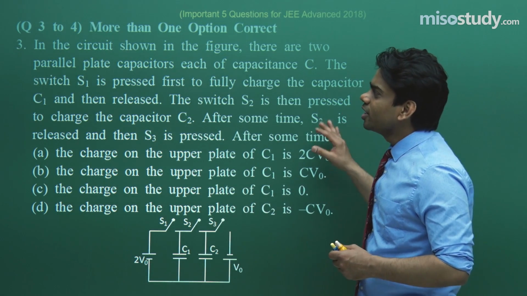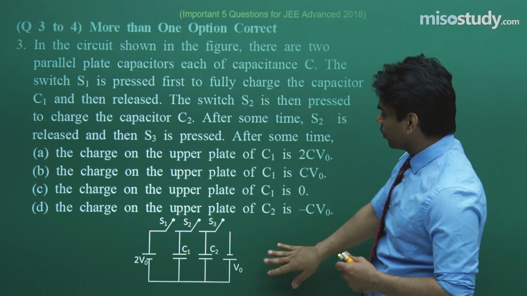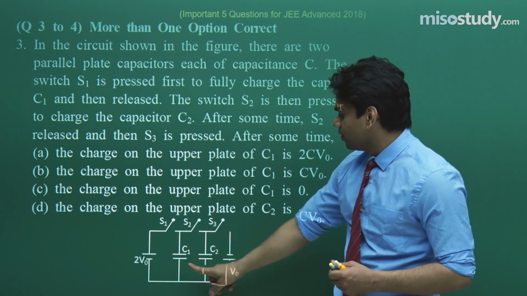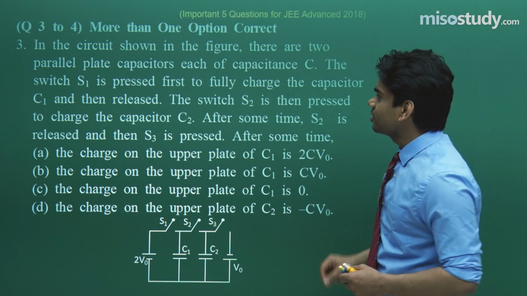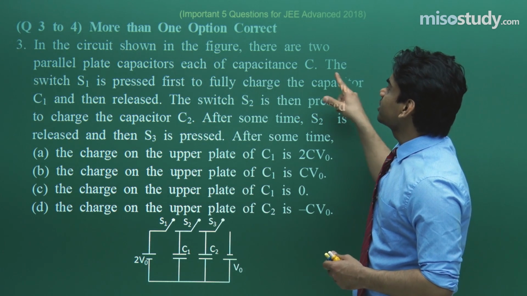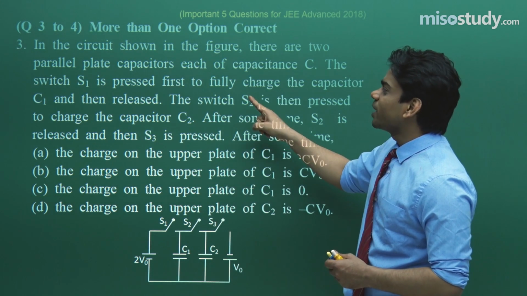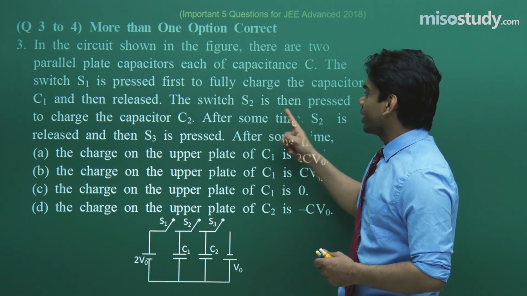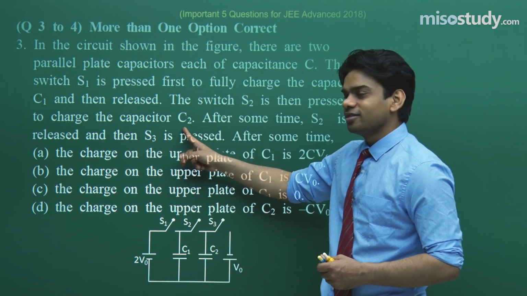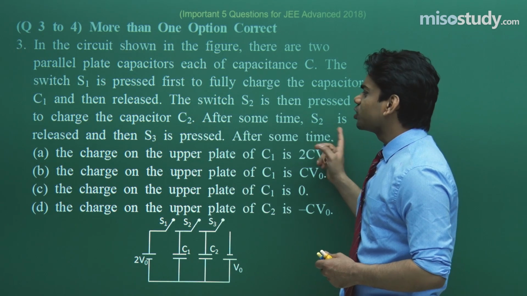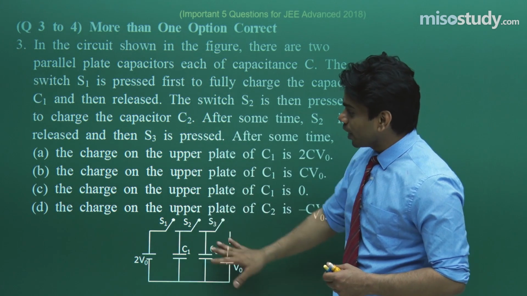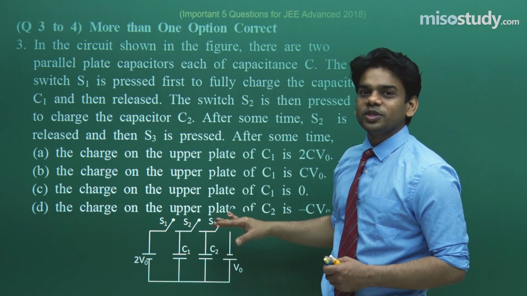Let's go to the question. In the circuit shown in the figure, there are 2 parallel plate capacitors. We can see capacitor C1 and capacitor C2, each of capacitance C. The switch S1 is pressed first to fully charge the capacitor C1 and then released. The switch S2 is then pressed to charge the capacitor C2. After some time, S2 is released and then S3 is pressed. After some time, as per the given information, we have to check which option is right.